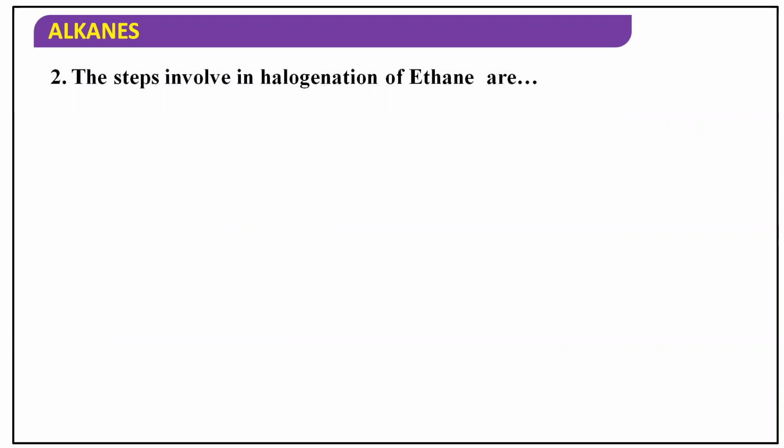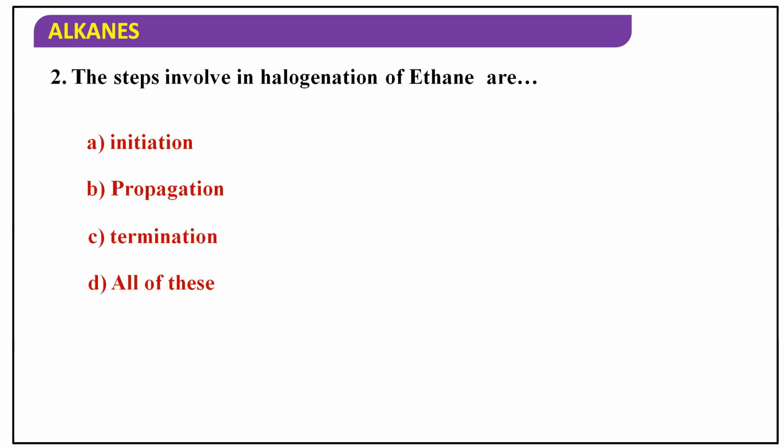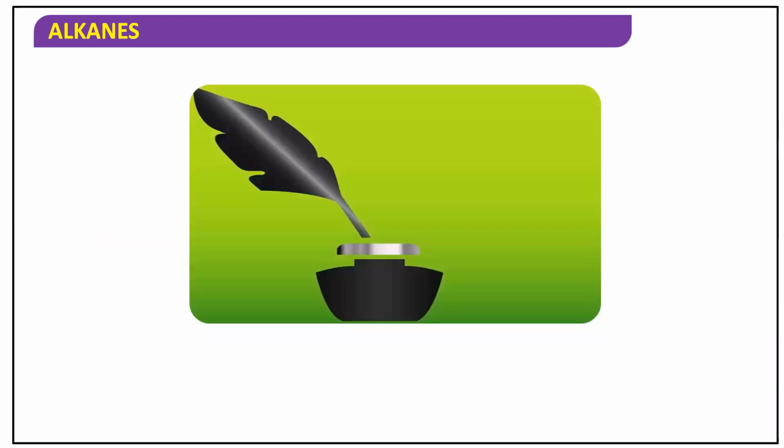The steps involved in halogenation of ethane: what are the steps? See, already we discussed that 3 steps are there: initiation, propagation, and termination. So the steps involved in halogenation of ethane are all the 3. Okay, so this completes this chemical reaction.